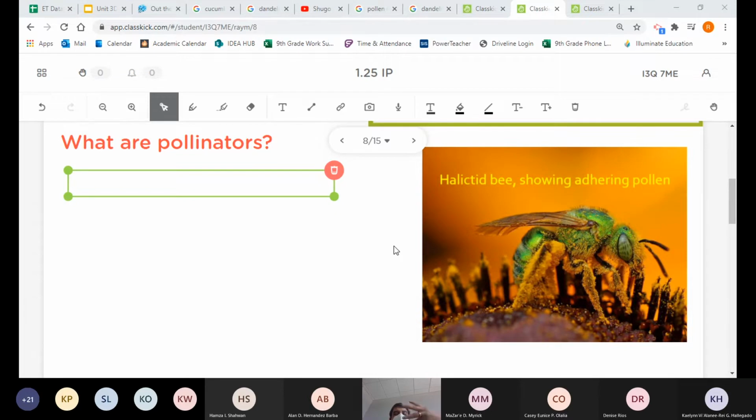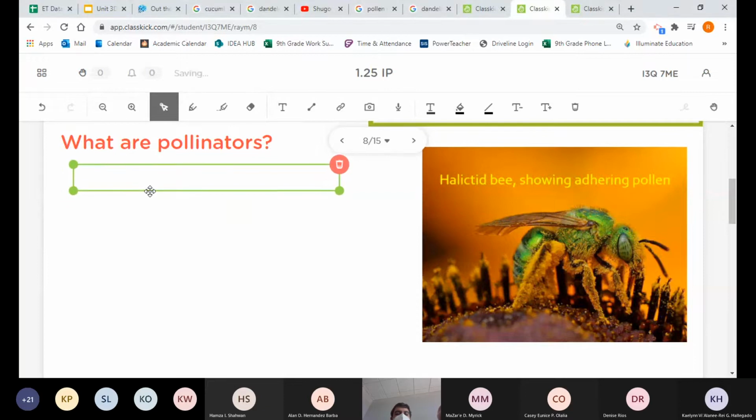You could probably do it in like 3 words. Wait, what was the question? What are pollinators? Pollinators are organisms that move pollen. I was going to say they move pollen, but I like organisms that move pollen better.